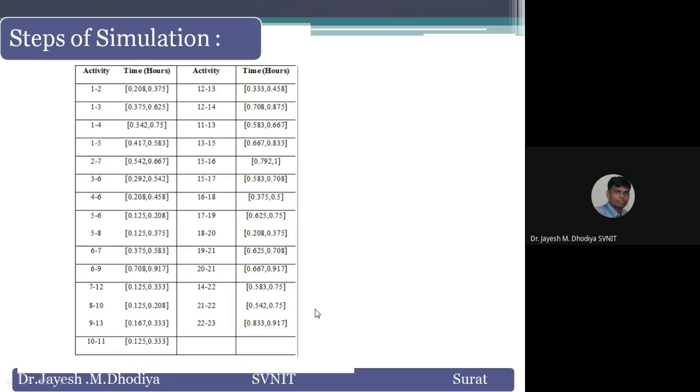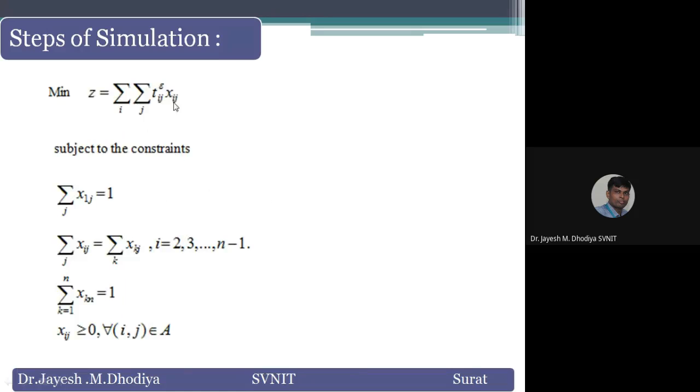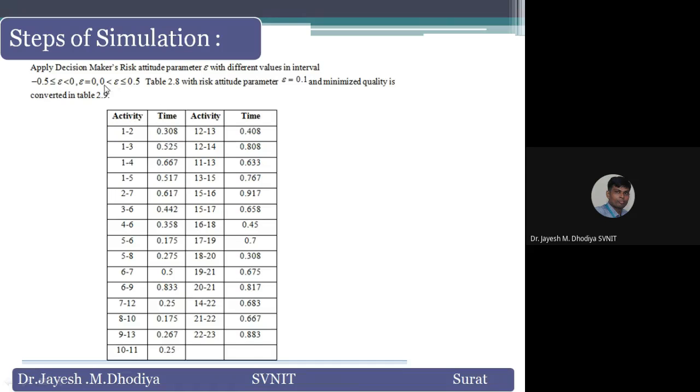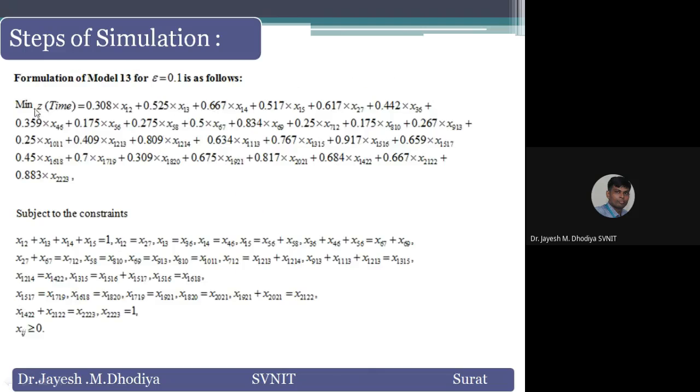I have taken this data; this is a real world problem. For this real world problem, we have considered time only, and generated a model for time only. When I take time only, for one value of epsilon I get this kind of data. This is the activity, that means the time from node 1 to the second node. And this is its model: I want to minimize the time with these constraints.